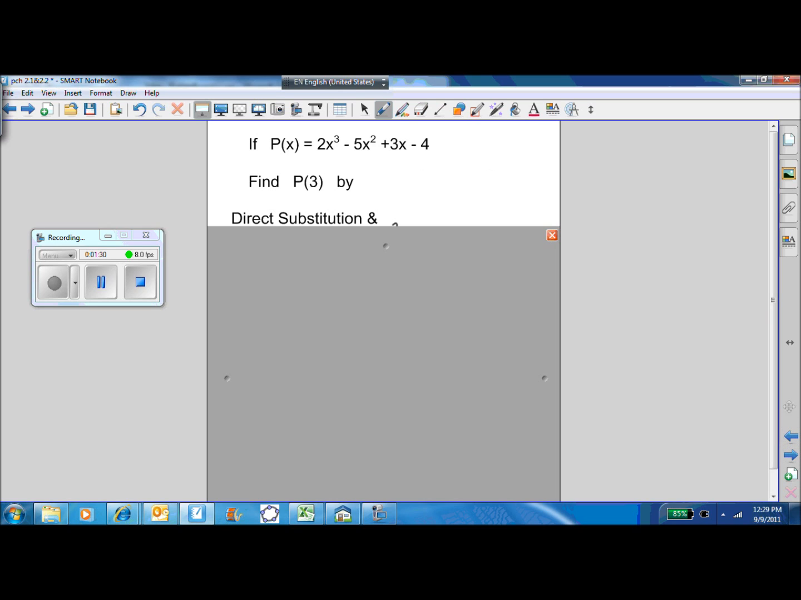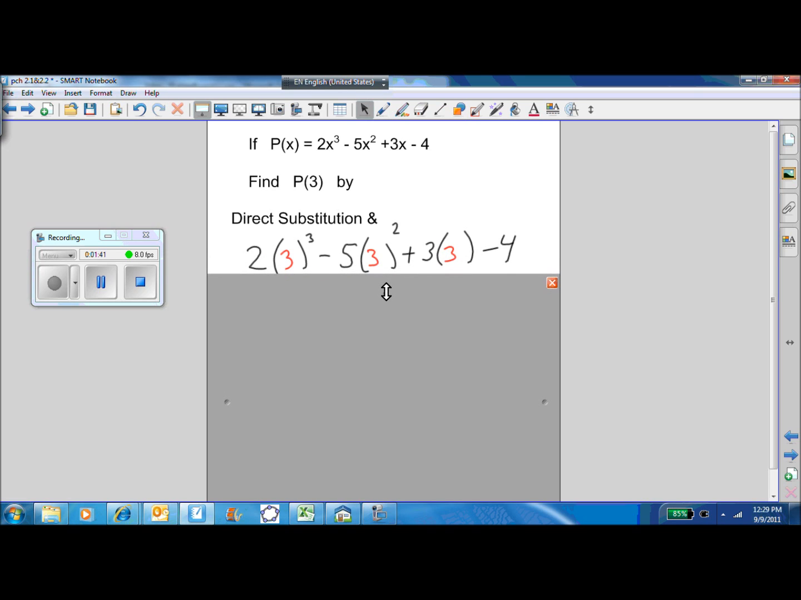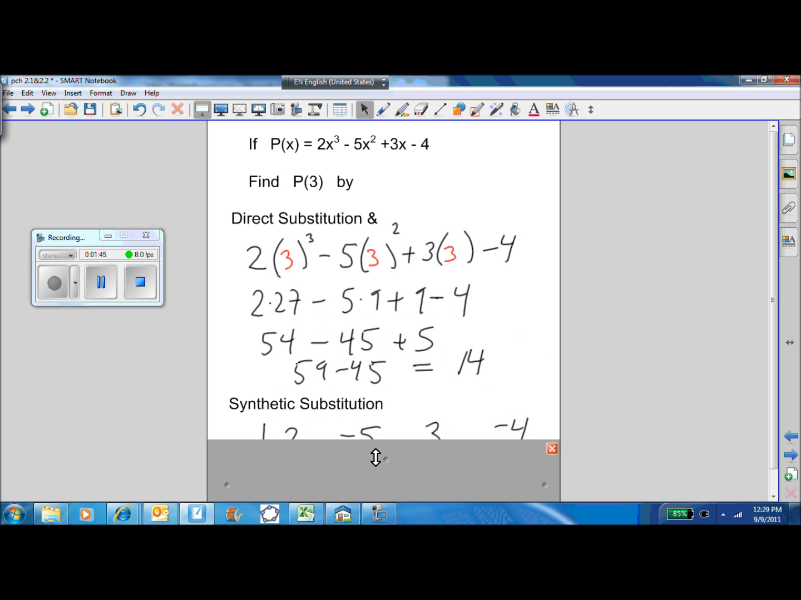Now, let's talk about how we work with polynomial functions. Find p of 3 by direct substitution. This is a straightforward approach, and sometimes it's faster, especially if you just have a few terms to look at. You put 3 in wherever you see an x, grind through it, and you get 14.